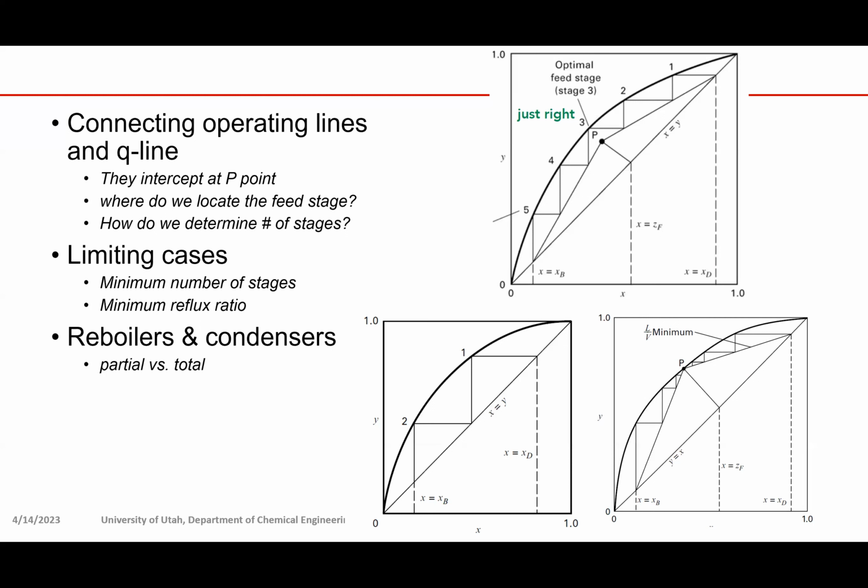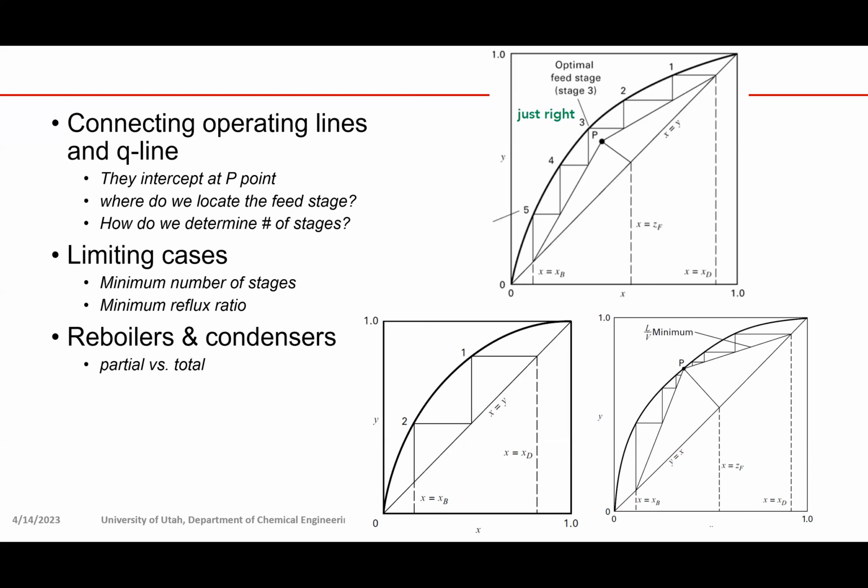So basically your operating line for your rectifying section can only change in a certain range, right? Although theoretically you can make it vertical or horizontal, you're not going to achieve your separation outcome if you do that, right? So in order to achieve the separation outcome, there's only a limited range where your operating line can be.